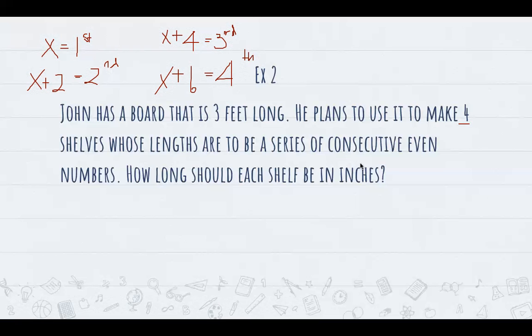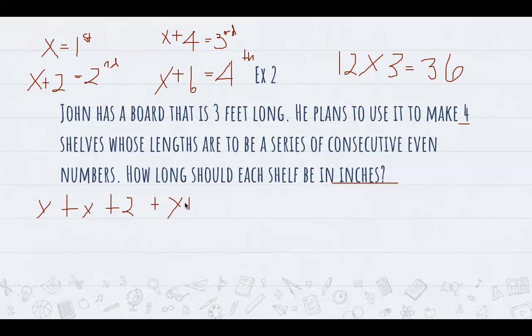Okay, so now we convert 3 feet into inches because the final answer is asking for inches. There are 12 inches in a foot, so 12 times 3 gives you 36. So that'd be 36 inches that he has. And then we know all 4 shelves are going to equal 36 inches. So we plug these in: x plus x plus 2 plus x plus 4, and finally x plus 6, equals 36 inches.